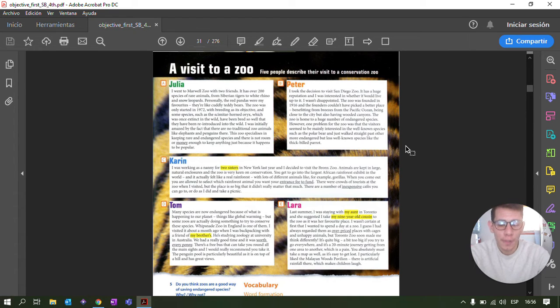So this article is about something more than a zoo. The article is about people who rescue animals, and they put them inside a type of zoo where they are going to help them. So this is what the article is about. I'm going to send you this article and one activity for you to do.